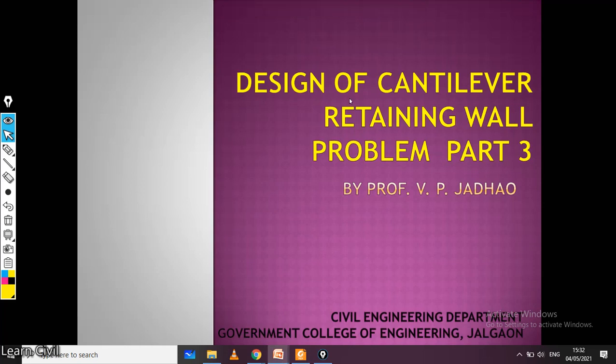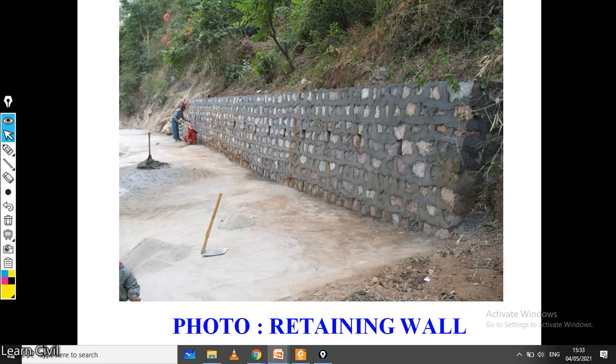Okay, retaining wall design, sorry, design of cantilever retaining wall. Okay, we'll start with this. So you may have seen this type of structure whenever you will be traveling by road alongside the hill area.